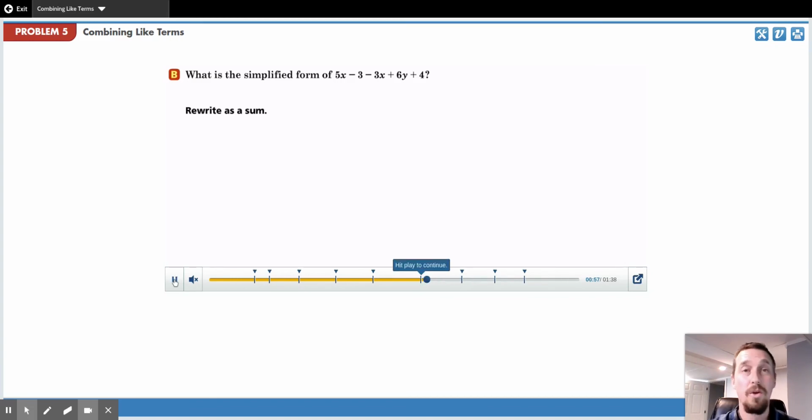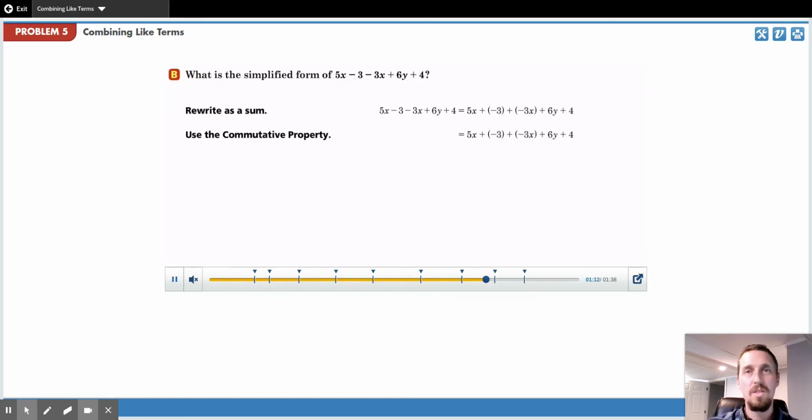We're going to rewrite this as a sum. We're going to use another great trick that says anytime we have subtraction, that's actually addition of a negative number. This is an excellent trick to keep in mind. I like to write out all my problems like this, almost no matter what. So now we've got 5x plus negative 3 plus negative 3x plus 6y plus 4.